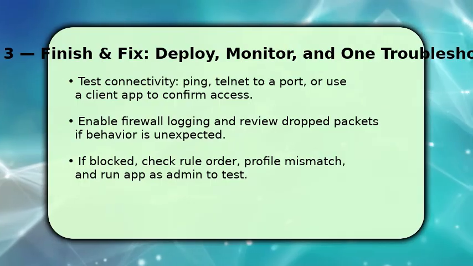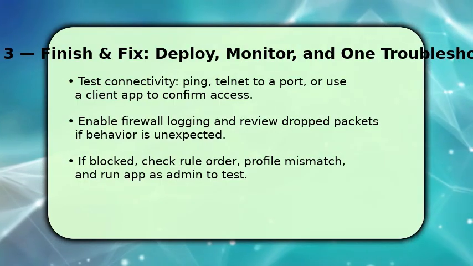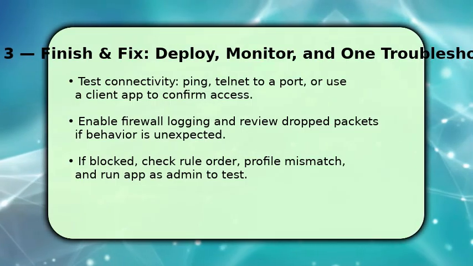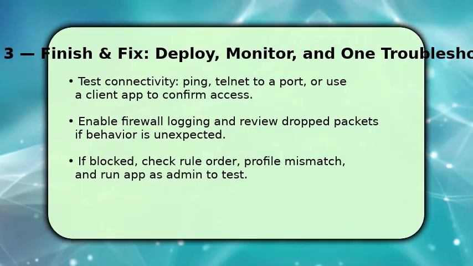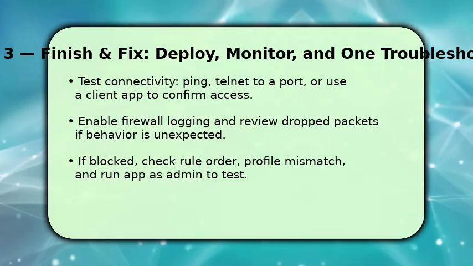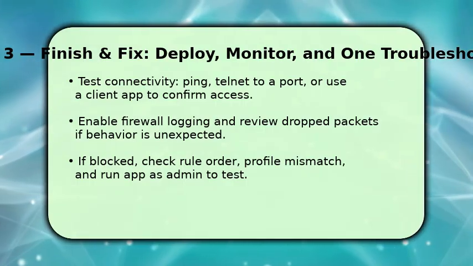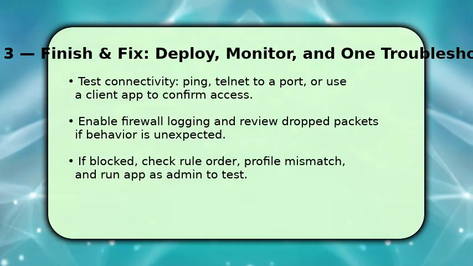If something's blocked, make sure the rule order and selected profile match your network. Incorrect profile is a common cause. As a troubleshooting tip, temporarily run the app as administrator or disable the rule briefly to isolate the issue. Then re-enable protection once confirmed.